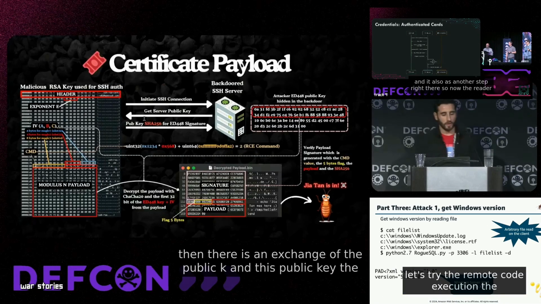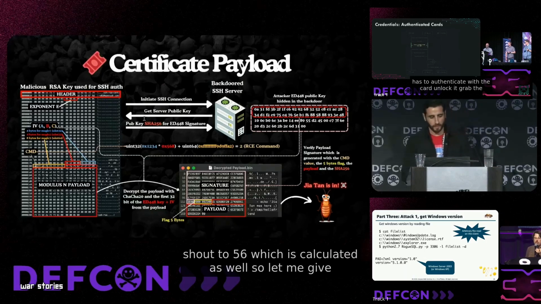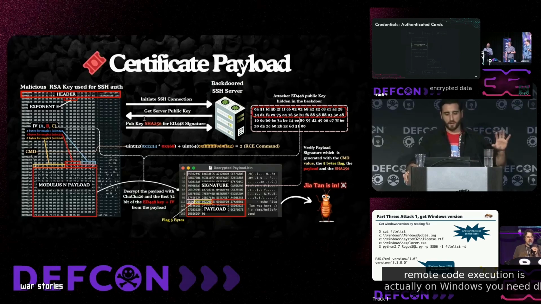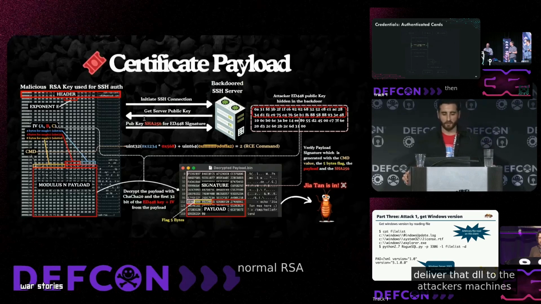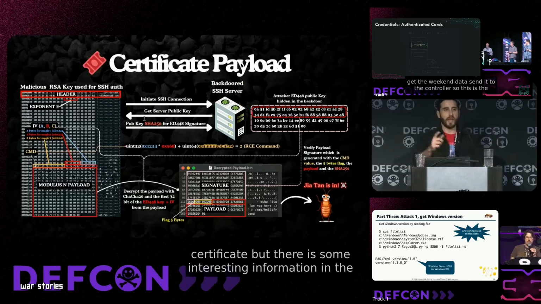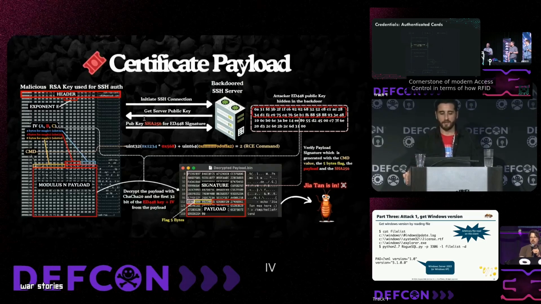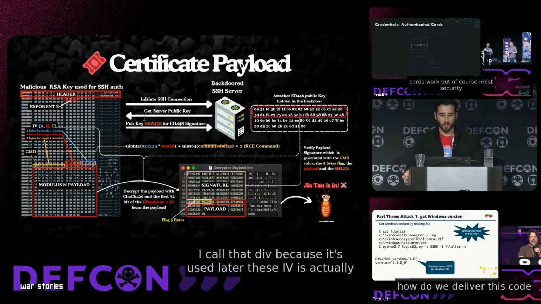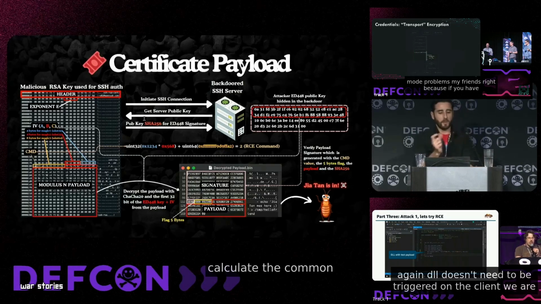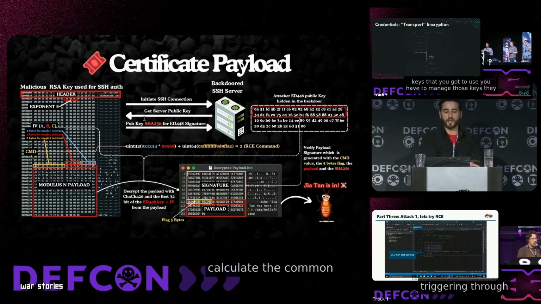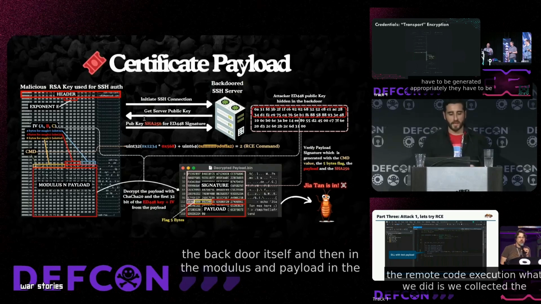So to give you a little more detail on how the certificate payload works, here you have an overview of what is inside the certificate itself. First, this certificate is used for the connection to the SSH process to the backdoor server. Then there is an exchange of the public key, and a SHA-256 is also calculated. So let me give you an overview of the certificate itself.